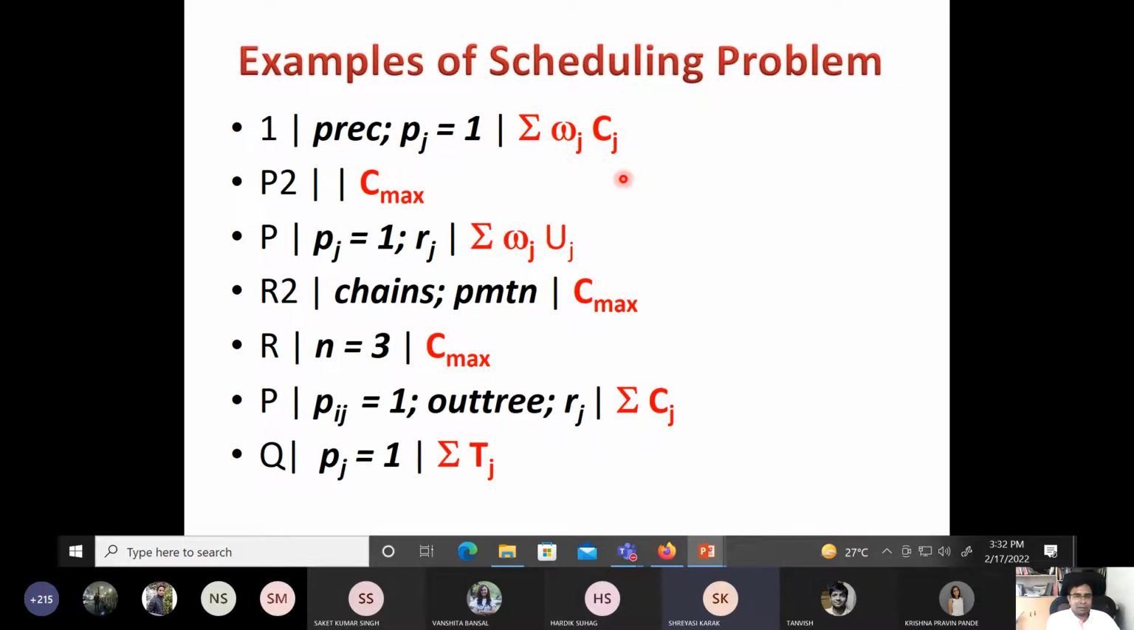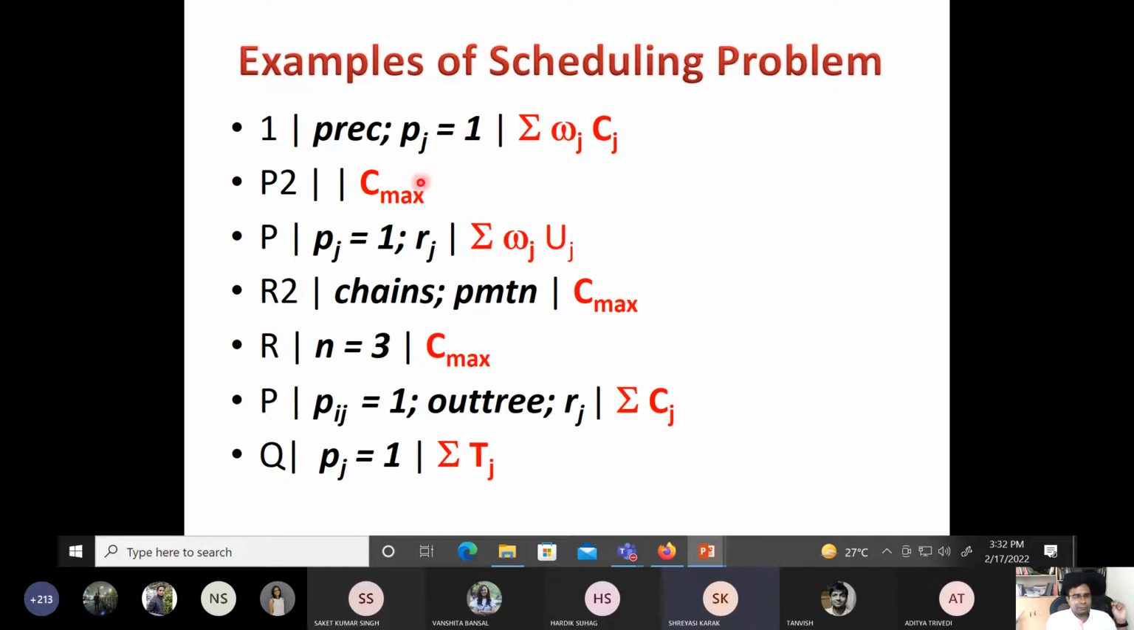Sir, here the weights should also be given, right? Yeah, weights should also be mentioned in the task environment, but by default, whenever we say Wj Cj, the weight is mentioned. Okay, sir. And it is arbitrary weight. Okay.